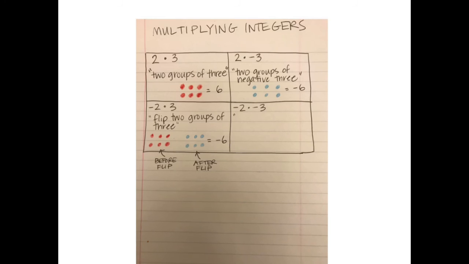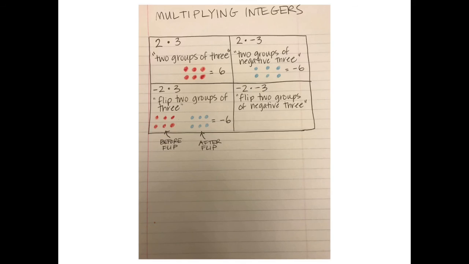We're going to look at the next example, our last example, similarly. We have negative 2 times negative 3. If we put that into words, this negative means flip 2 groups of negative 3. In other words, find two groups of negative 3, flip them over, and you'll have your answer.